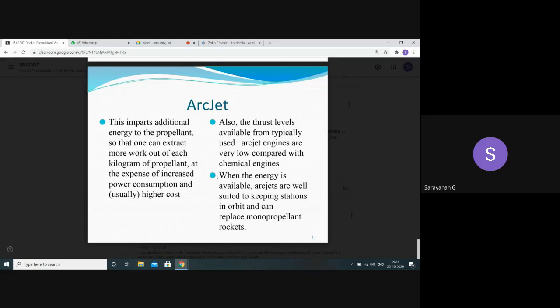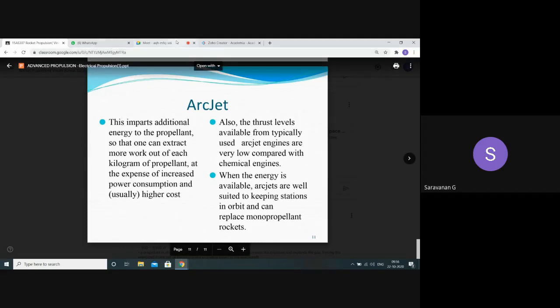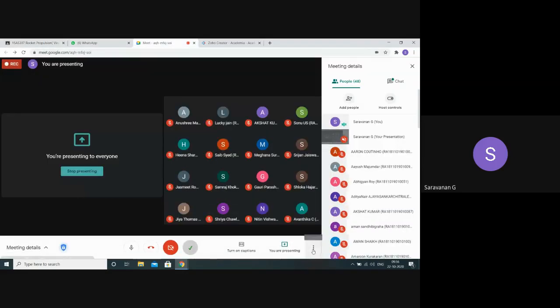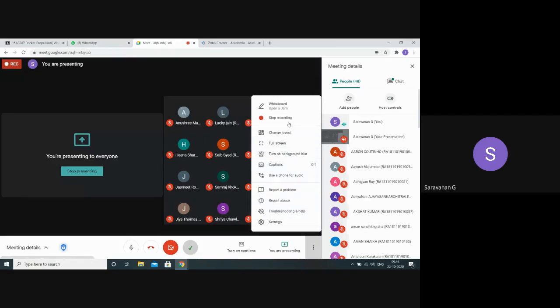Compared to chemical propulsion, it is low thrust. Even then, we can have high specific impulse with more fuel utilization and less propellant consumption. Fuel is more efficiently utilized. That is the thing. With that, it is more suitable for spacecraft applications. So these are all about the electric arcjet propulsion concept.